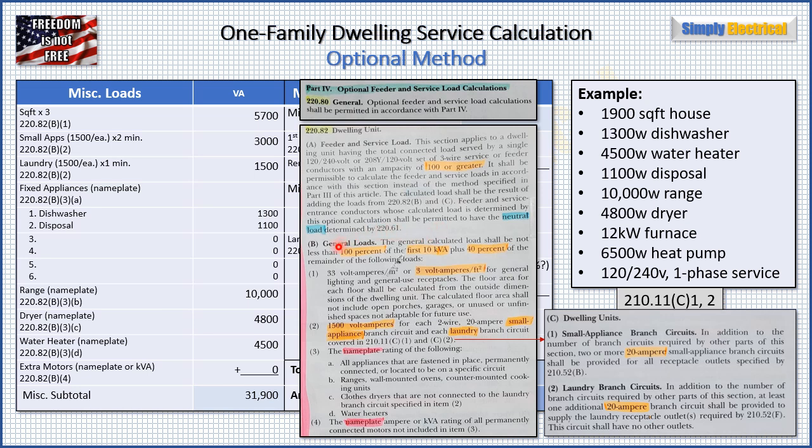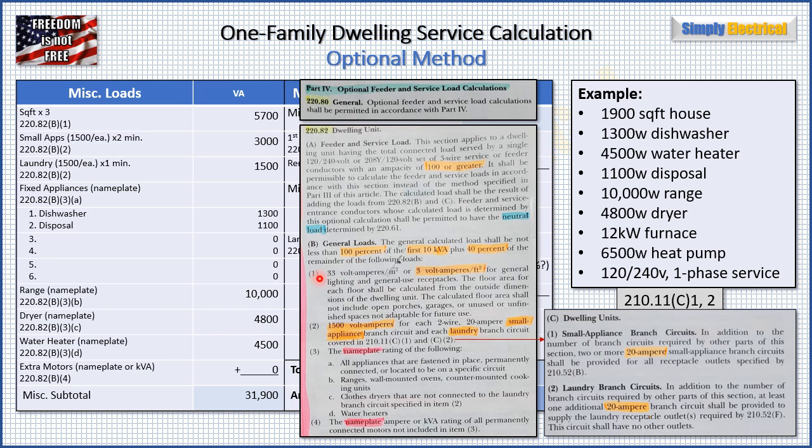Okay, moving on down. Section B, we have general loads. The general calculated load shall be not less than 100% of the first 10 kVA plus 40% of the remainder of the following loads. So the following loads, we're going to go over those first, and then we're going to come back to find out how we're going to apply this to those loads.